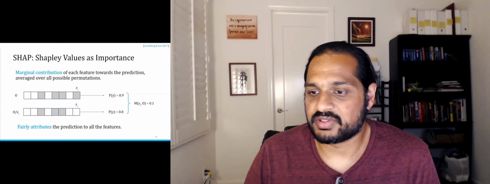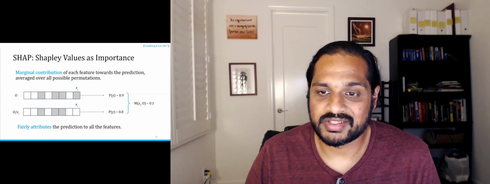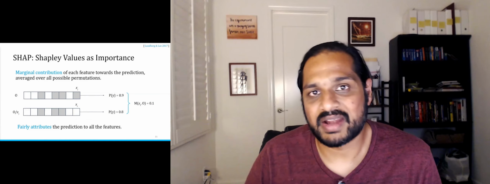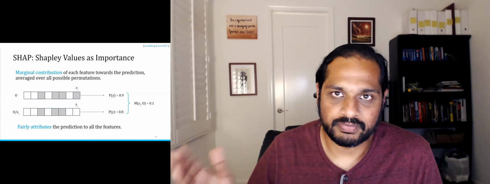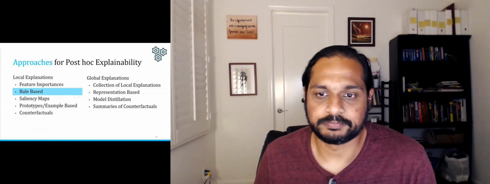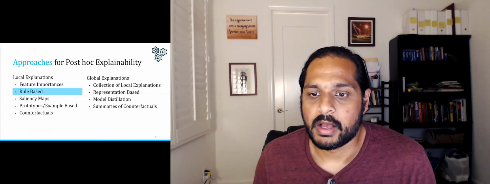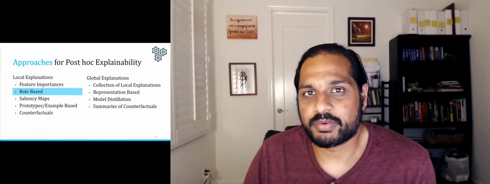What is nice about this is there is a lot of theory here to show that this is the most fair way of attributing importance to features or to predictions, attributing predictions to features. Okay. So those were some examples of feature importance-based methods.